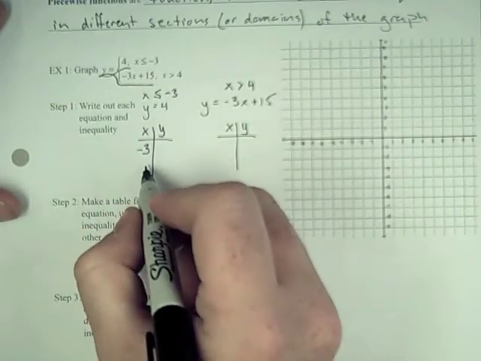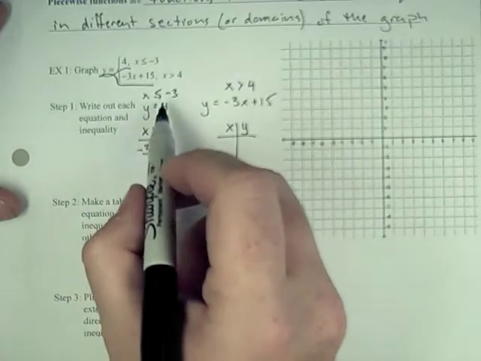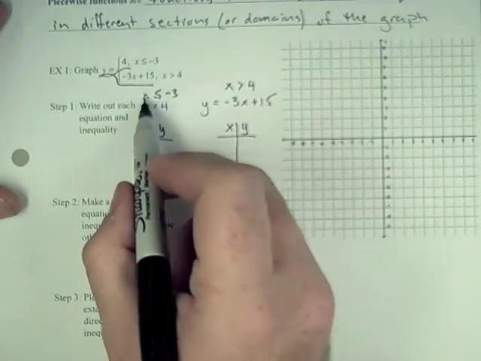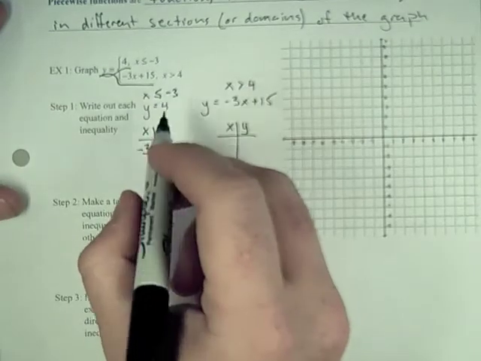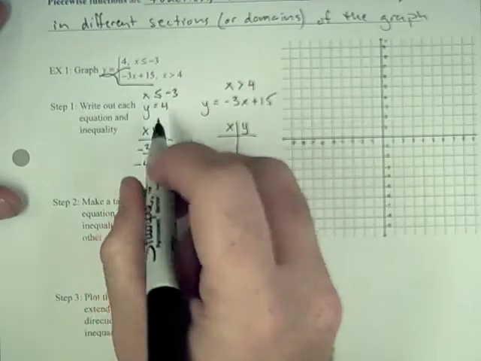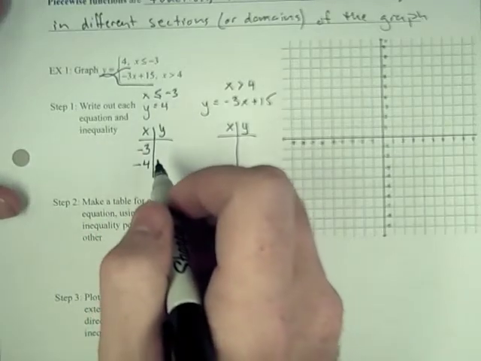Then we need another x value, you always need 2, and pick another one that satisfies this inequality. So any x that's less than or equal to -3, and -4 would be perfect. -4 is less than -3.